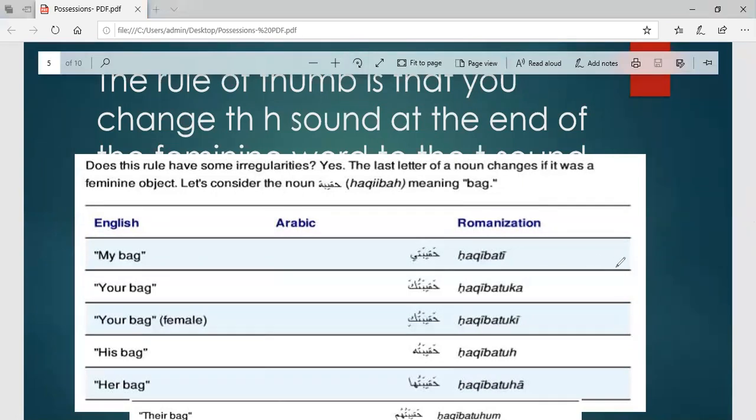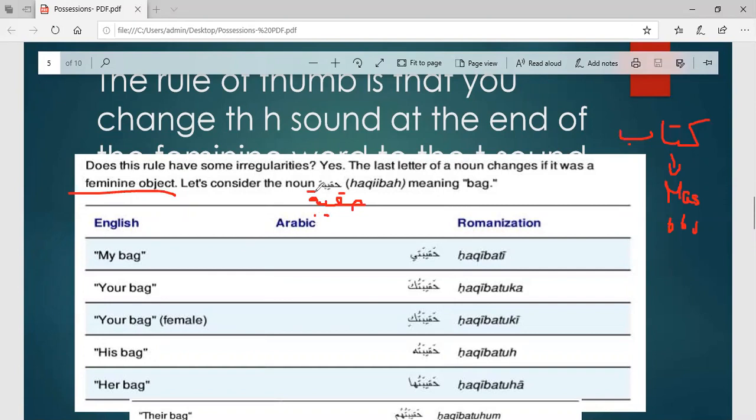As you know, when we were talking about kitab, kitab is a masculine object. It's not a feminine object, okay? So when I'm talking about a masculine object, guys, we apply the rule of the possessive pronoun as a suffix. They are saying here that this rule has some irregularities. Why? Because if I'm talking about a feminine object, look, this is a feminine object like the bag, which is haqiba. We know that the bag means haqiba. Notice here that haqiba ends with ta marbuta. This is a feminine object.